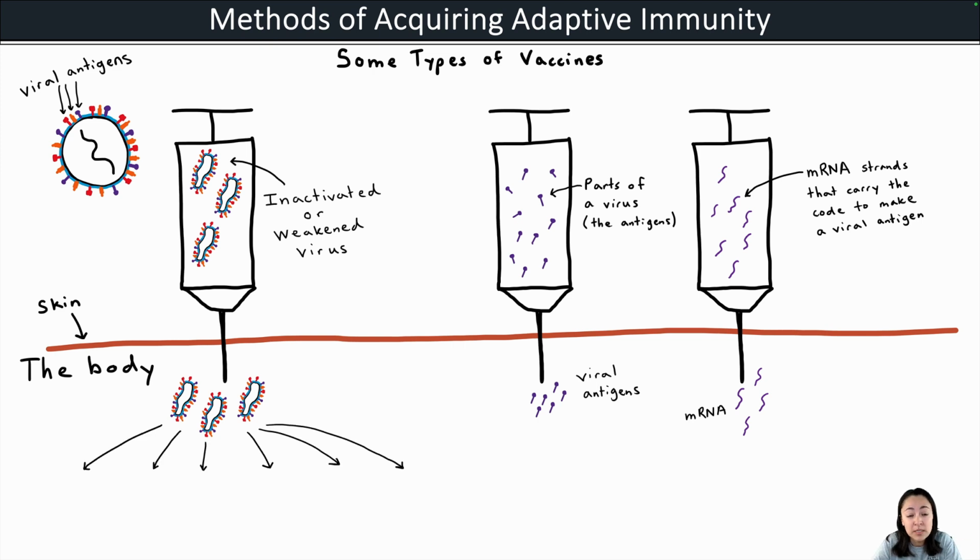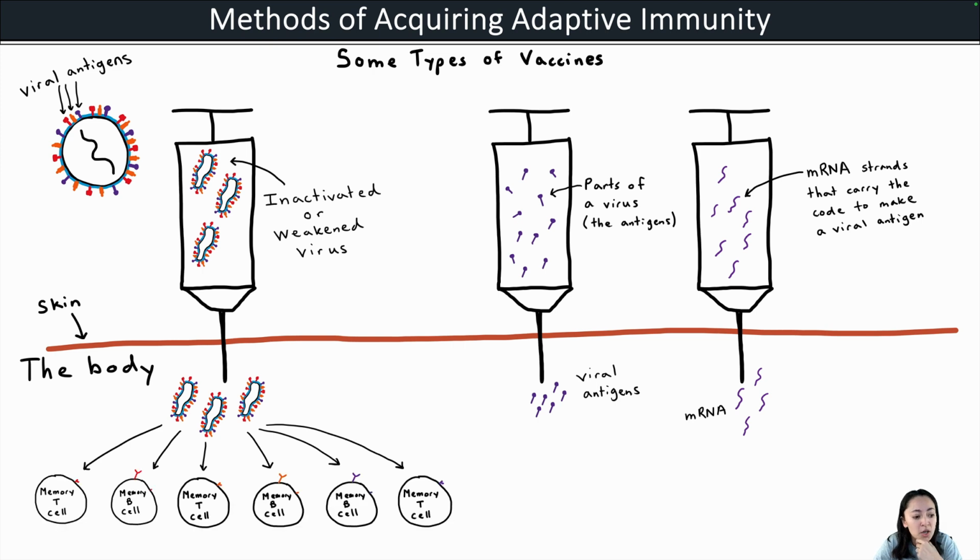That exposes your body to the viral antigens, and that triggers your immune system to create memory T and memory B cells that are capable of recognizing all those different antigens on that virus. So this would allow your body to create many different memory B cells and T cells, and each one of those different memory cells can recognize different ones of those viral antigens.